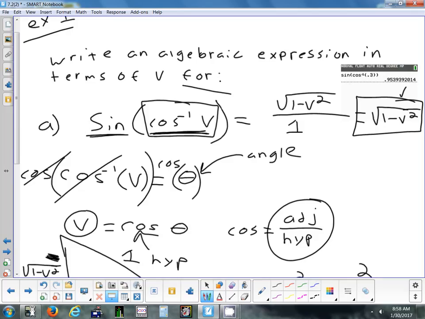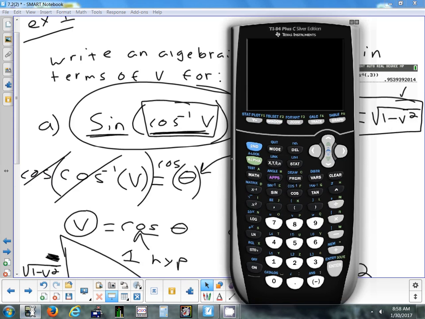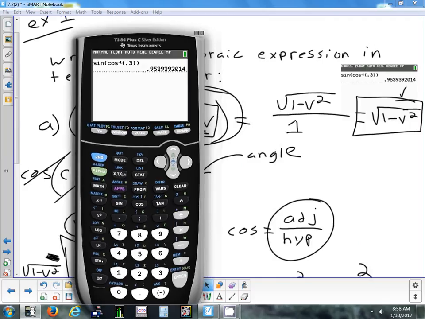This and this are exactly the same thing. I'll prove it to you. I'll plug in 0.3 for v, and I'll get 0.953939. Okay, so let's try it. You don't have to use 0.3. You can use whatever you want, but I used 0.3.